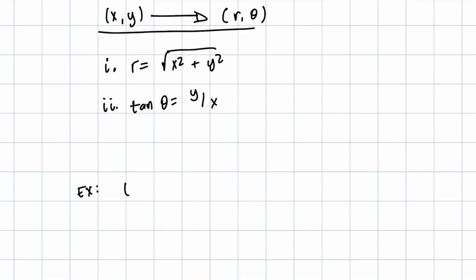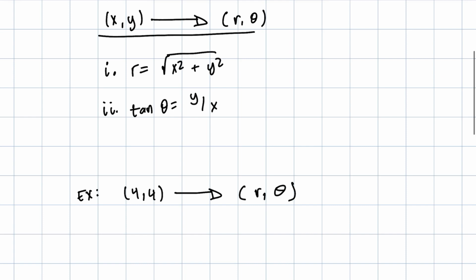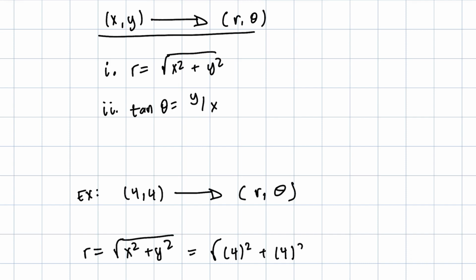Alright, in our example, we're going to want to convert the rectangular coordinate point 4, 4 to its polar coordinate r, theta. To start solving this problem, let's choose an equation to work with to find either r or theta. The one that I'll choose is r, the simplest equation. And so we have r is equal to the square root of x squared plus y squared. Plugging in what we know, we'll have the square root of x, which is 4 squared, plus y, which is 4 squared.